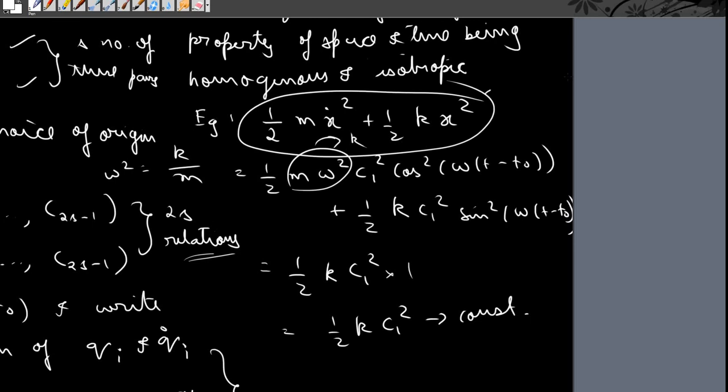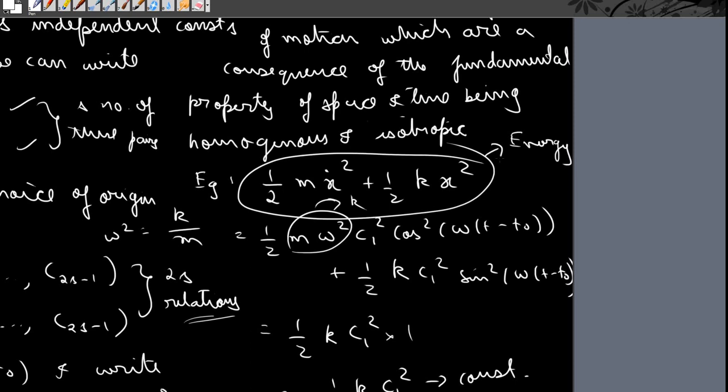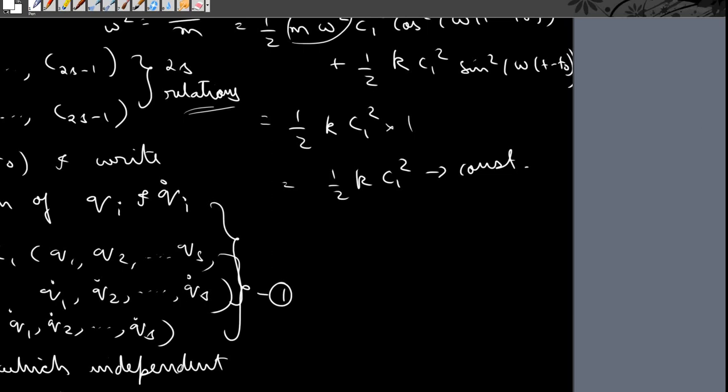And as many of us already know, this is nothing but the energy. We are going to look at it more closely in the next video, that is the conservation of energy. But what I wanted to note is that this particular integral of motion is important because it is a consequence of the property of time being homogeneous. If time was not homogeneous, this particular quantity would not be an integral of motion. So that is why this is important.